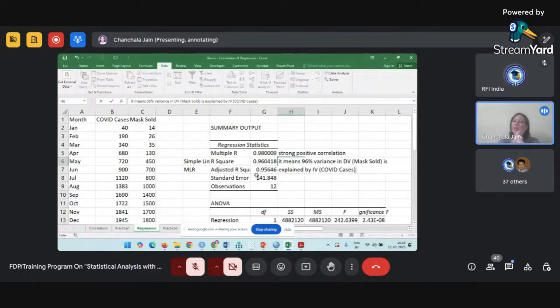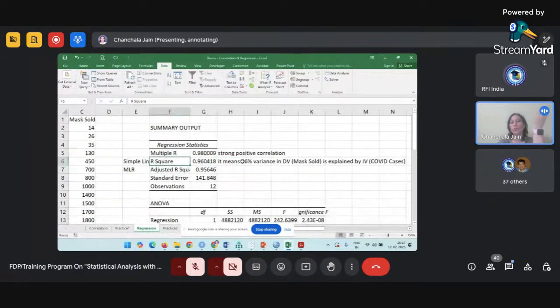Adjusted R square interpretation will also always be the same. The only difference is when you have multiple independent variables, for that purpose you need to use adjusted R square. In case of a single independent variable, you need to report this R square only. But the explanation will be the same for both. Is it okay? Yes, ma'am. Then for adjusted R square, I am not writing the explanation because it is not applicable in this case. Standard error is coming as 141.848 and the observations are 12.